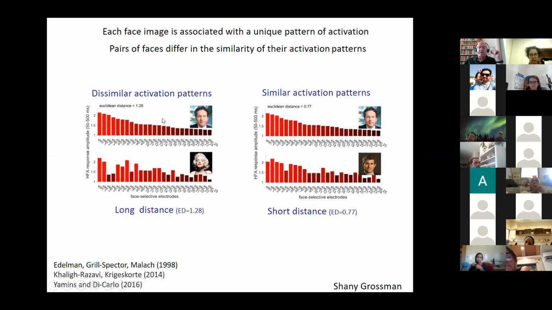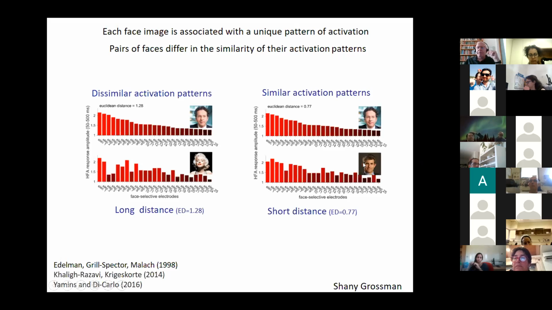For example, look at the profile here. I remind you, these are exactly the same electrodes, and you can see that Marilyn Monroe activated a very different profile compared to this guy. Even more interesting, if you look at pairs of faces, you see that some pairs of faces have profiles that are very different from each other. We will call them a long distance relationship between these pairs, and you'll understand in a moment why.